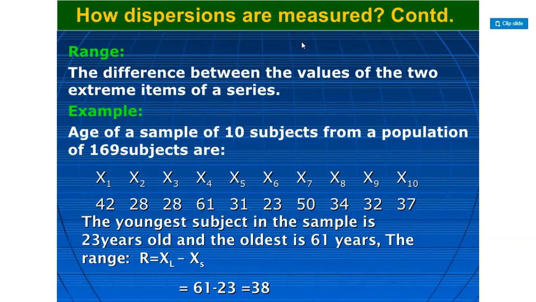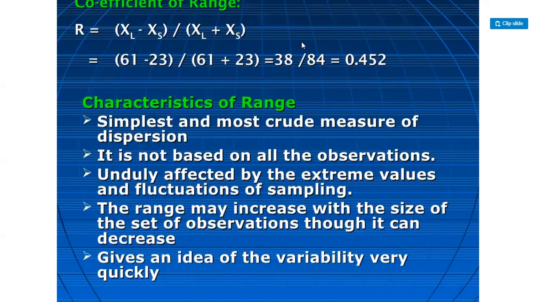The range is equal to XL minus XS, the largest minus the smallest. So we have 61 minus 23, and the range is 38. Here we have compared the ages. So the range is a measure of absolute dispersion. It cannot be usefully employed to compare the variability of two distributions expressed in different units.